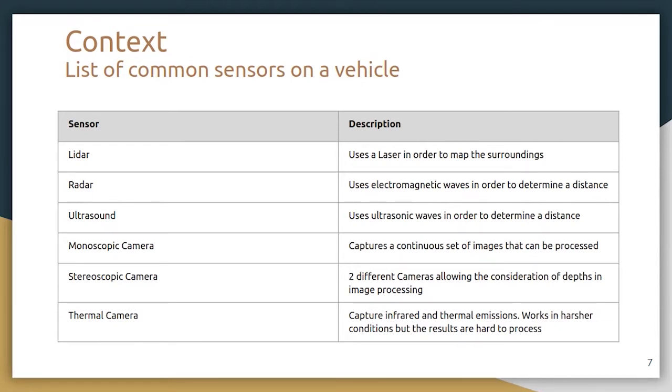Stereoscopic camera is the same, except it is by using 2 or more cameras. And in addition to the classical roles of a monoscopic camera, it also adds a layer of depth. It can consider the depth of an object. And the thermal camera uses infrared and thermal emissions in order to perceive the surroundings. It is not as good as the other types of cameras when it comes to classification, but it works in harsher conditions.